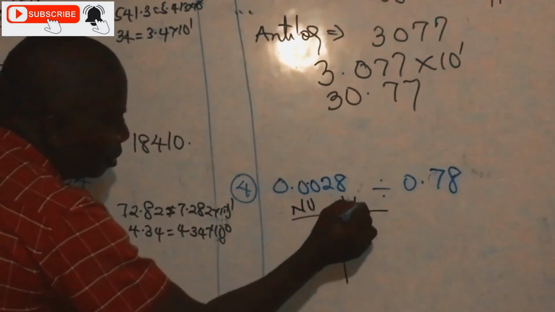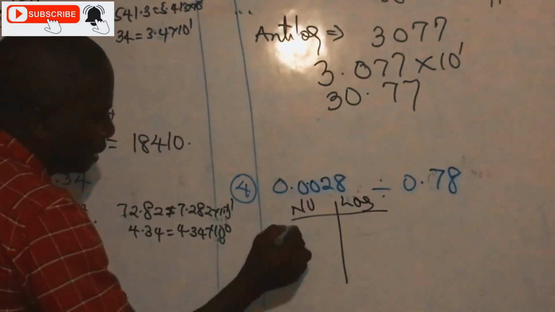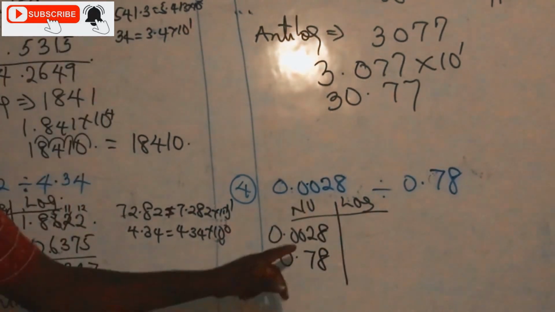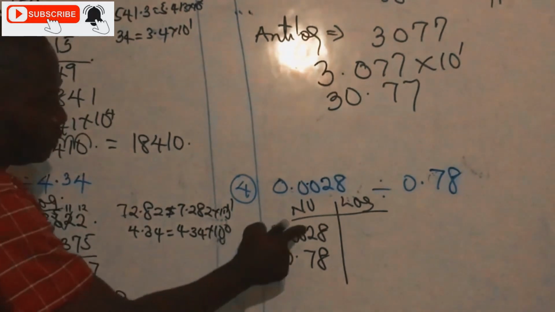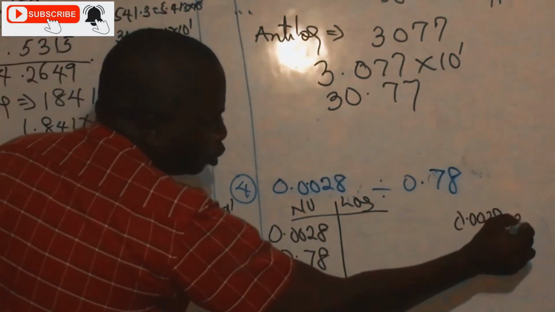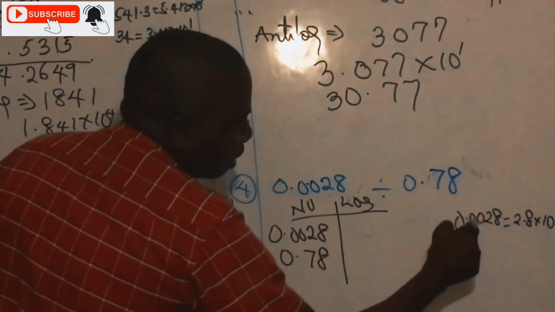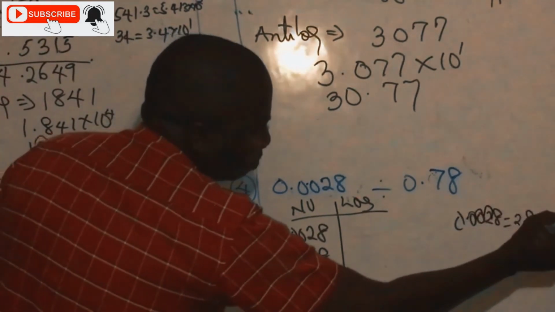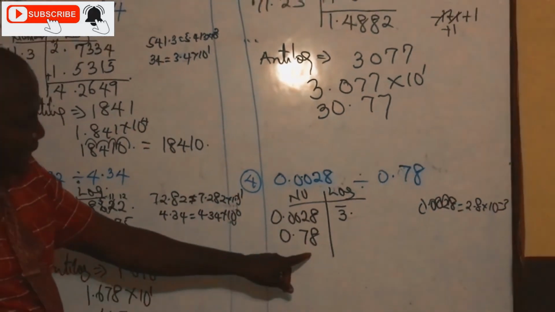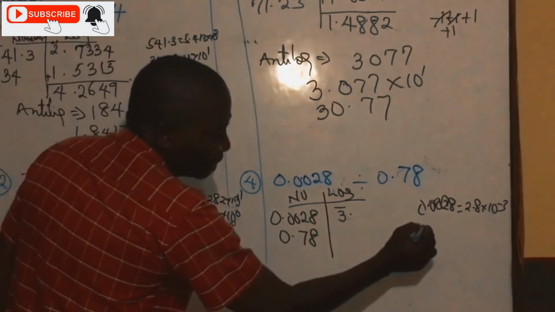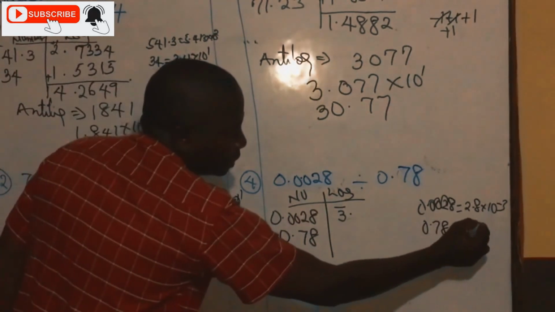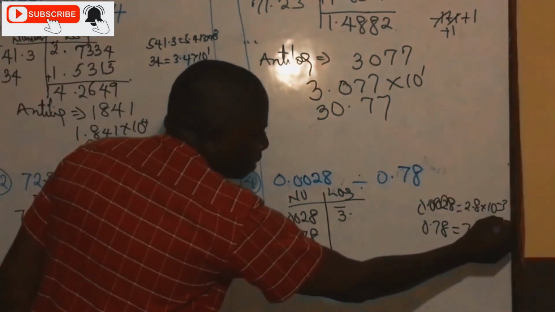Then we come to the last example here, which is number 0.0028, log 0.78. What is the characteristics of this one? We write 0.0028 equals 2.8 times 10 raised to power minus 3. This will now be bar 3 point 78. 0.78 will also be 7.8 times 10 raised to power minus 1.